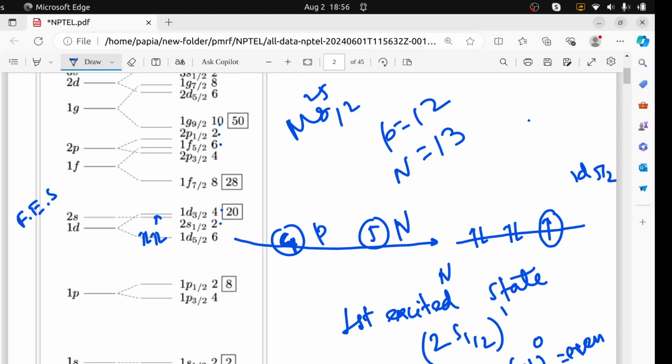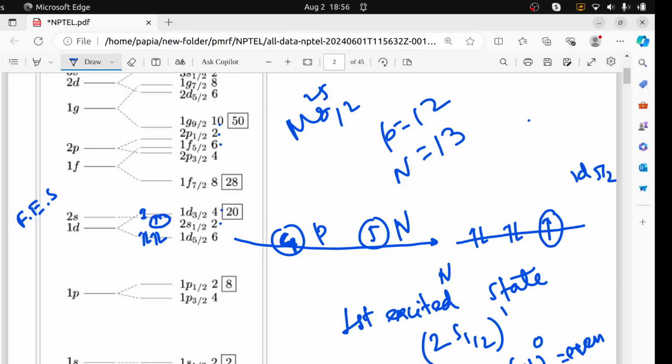Can anyone unmute yourself and tell me which one should go in the second excited state? This one, or among these 4 one will go? Ma'am, the already excited one in the first case. This one, right? That 2s half. Yes, because the difference between these two energy levels is very small with respect to here to here.